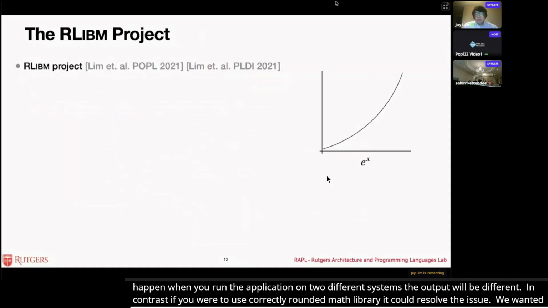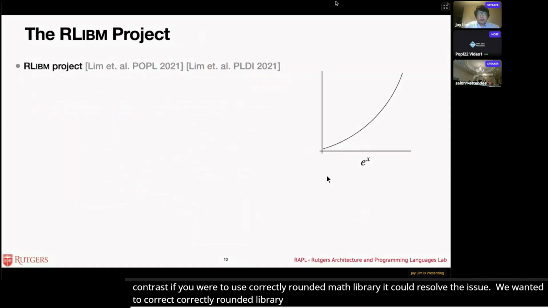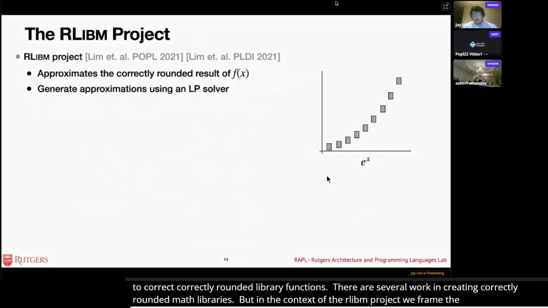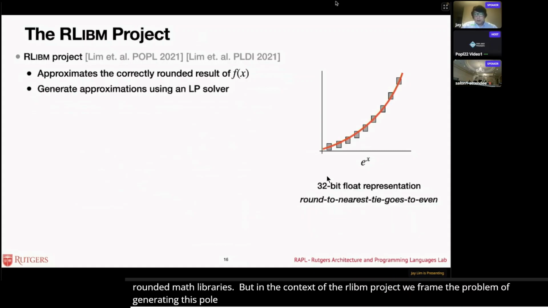Now there are several works in creating correctly rounded math libraries, but in the context of the RLibM project, we've been making a case for generating polynomials that approximate the correctly rounded result of f of x. And we frame the problem of generating this polynomial as an LP problem. So far, we have been successful in generating several correctly rounded elementary functions for the 32-bit float representation using the round to nearest ties to even rounding mode.